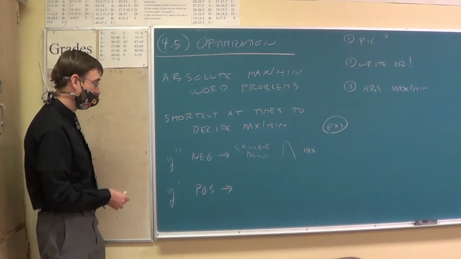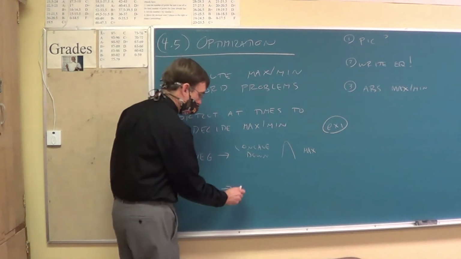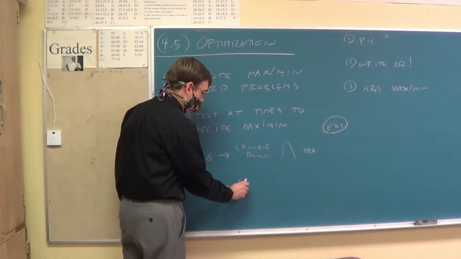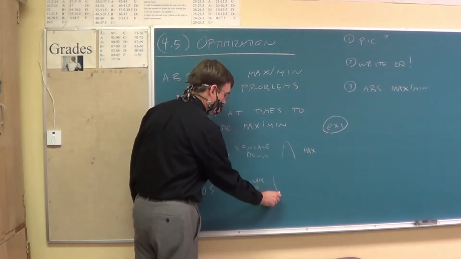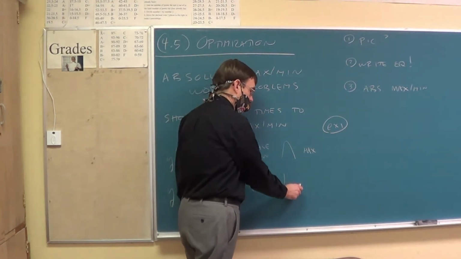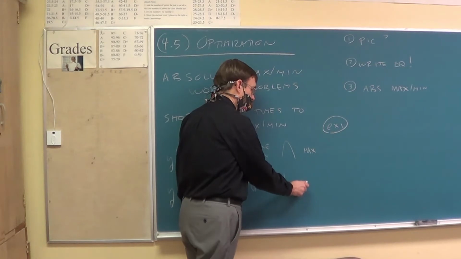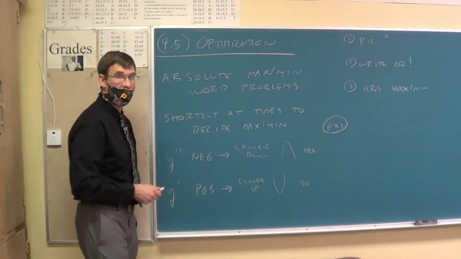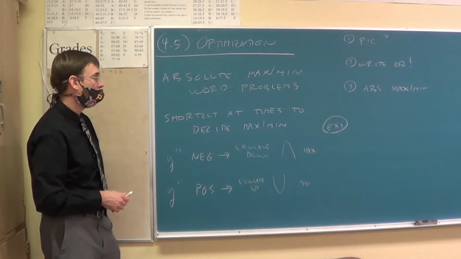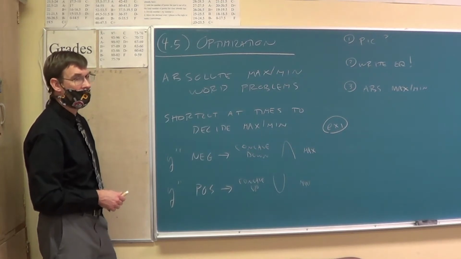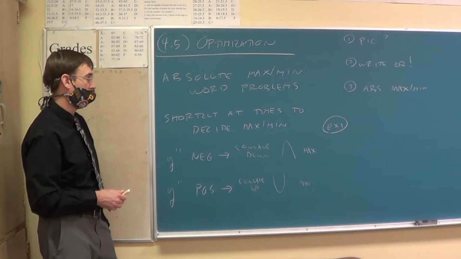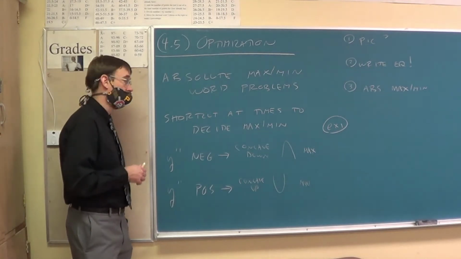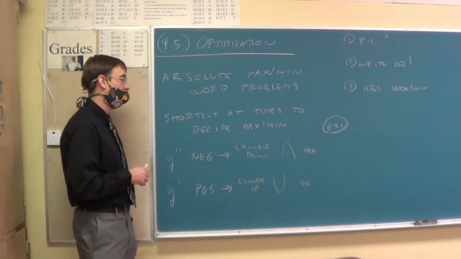What if the second derivative is positive? That would be concave up, and therefore that would have a min. That's not a superstar idea of this section, but it's a nice tool that we can add to our toolbox. If you're trying to decide if you have a max or a min, that's another way we can do it, in addition to what we were doing with our normal process back from 4.1.